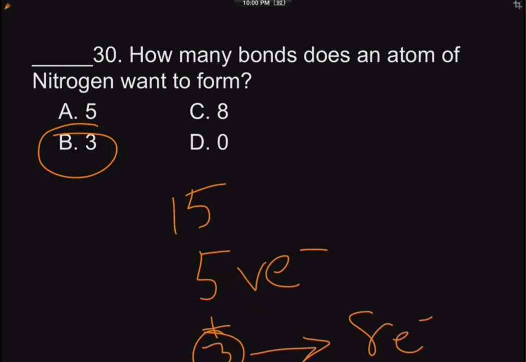But for right now, the number of bonds is the number of electrons it's going to gain or lose. Nonmetals gain electrons. This one's going to gain 3 because it needs to get from 5 to 8. So it's going to form 3 bonds in order to do that.